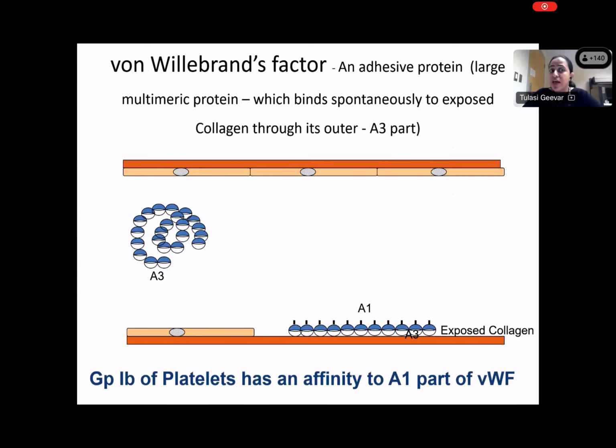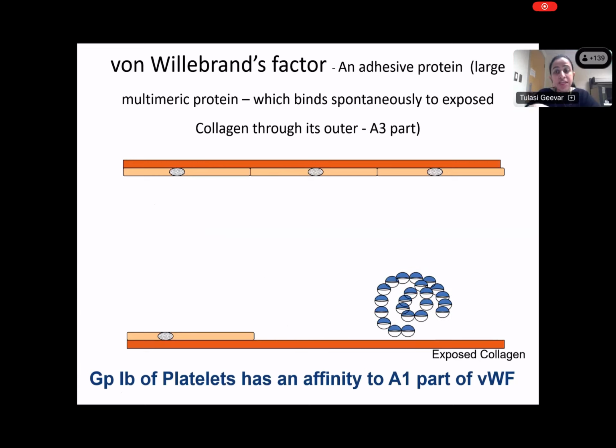The von Willebrand factor is a large adhesive protein, which binds spontaneously to collagen and the platelets. Now, this is an exposed collagen. Von Willebrand factor has binding sites: the A3 domain, which can bind to collagen. It also has an A1 site, which binds to the glycoprotein 1B receptor of platelets. Now, when there is exposure of collagen, the von Willebrand factor is normally in a coil form. It unrolls itself like a carpet, thereby exposing the binding sites for platelets.